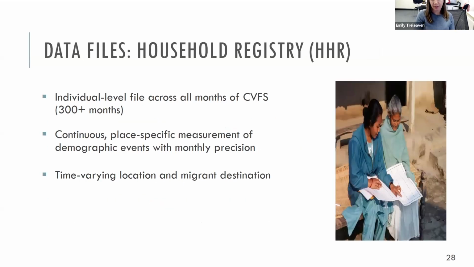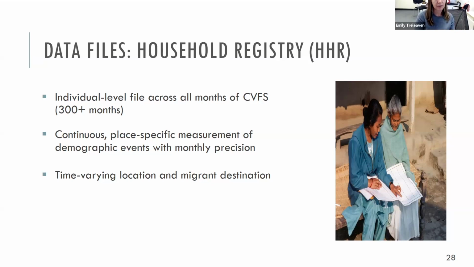So the most important CVFS data source for migration is the household registry, which we often abbreviate as the HHR. This is a household interview, but data are recorded at the individual level. And this is across all months of the CVFS, which has now been ongoing for more than 300 months. So the first month of the study would be considered month 1, and then up to month 300 was January of 2022.